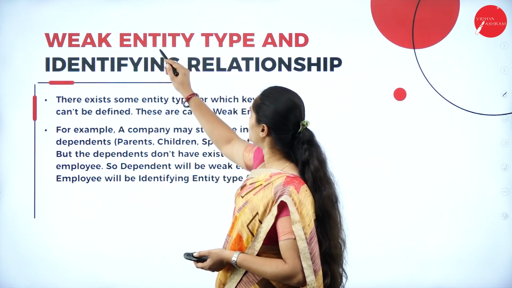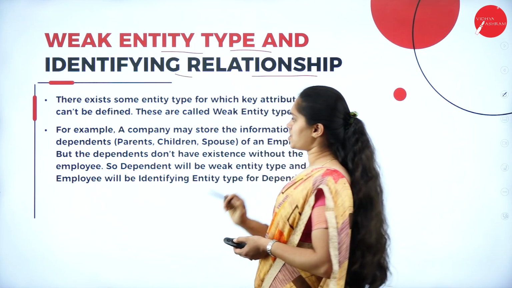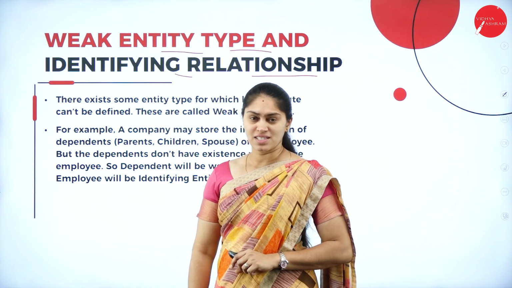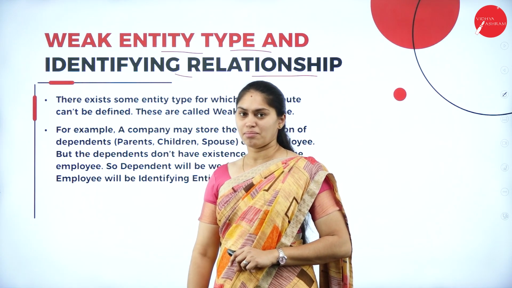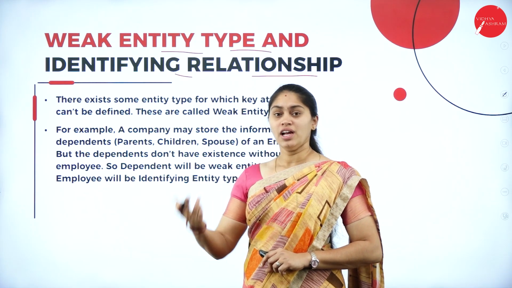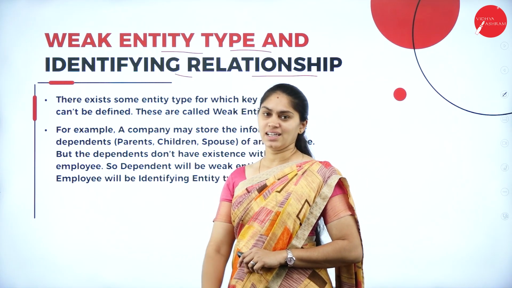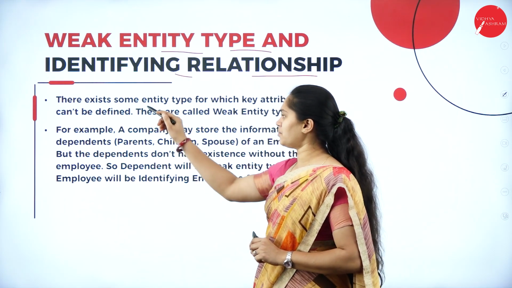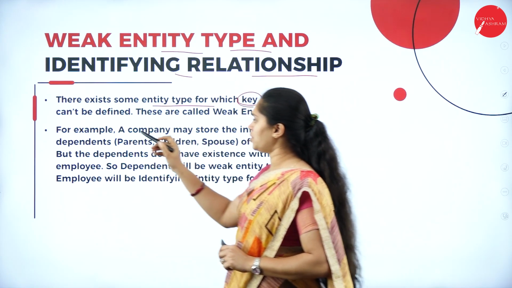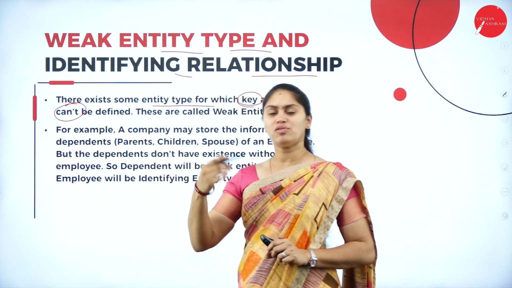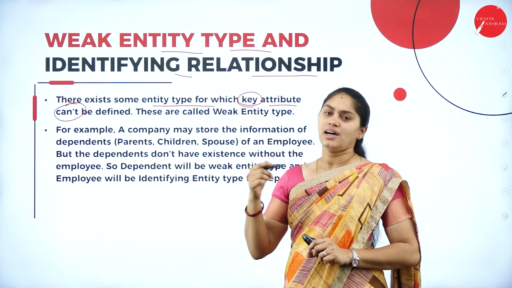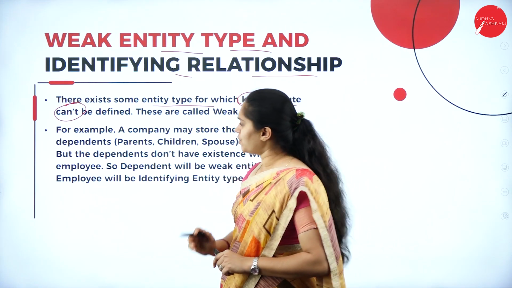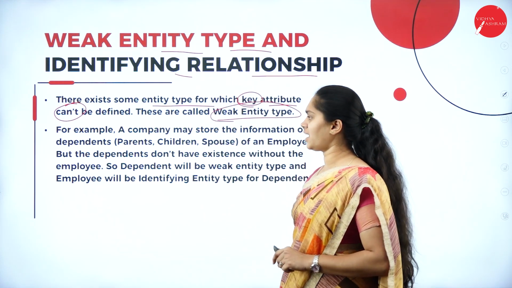That's all regarding weak entity types and identifying relationship types. Already you know that with the help of a key attribute, we specify the uniqueness of an entity. But if we don't have a key attribute to identify the entity uniquely, then we call it a weak entity set. There exists some entity type for which a key attribute can't be defined. So with the help of dependencies or with the help of another key attribute, it will be identified. Then we call that a weak entity type.